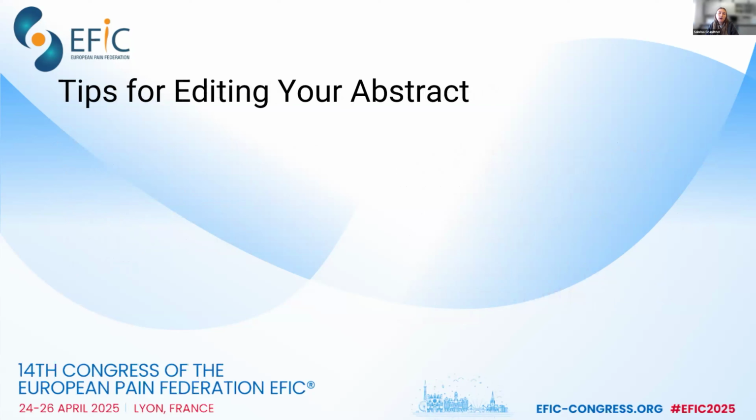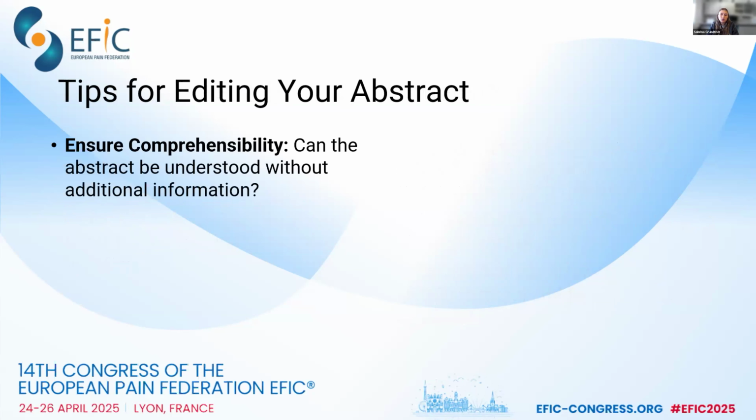And I want to give you some advice for doing this to make it as clear and precise as possible. So first of all, I think you should ensure comprehensibility. So meaning that a good abstract should be understandable on its own. You ask yourself, can someone from outside my immediate field understand what I'm trying to tell? Can him or her understand what I'm doing and why it's important without any additional information? And if that's not the case, you might need to rewrite it.